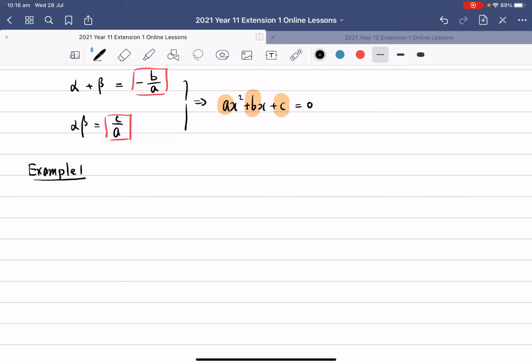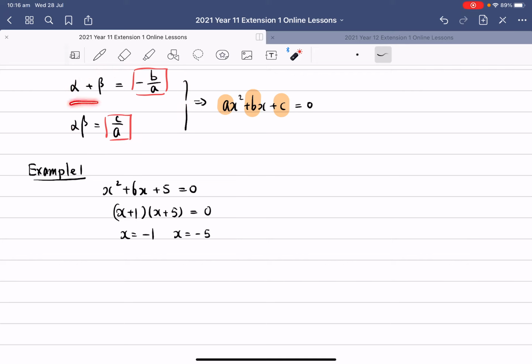For example, if we have a very simple quadratic, x squared plus 6x plus 5 is equal to 0. That's quadratic, right? And if you want to solve this quadratic, we just need to factorize it. That gives us (x plus 1)(x plus 5) is equal to 0. So therefore, the answer we have is x equals negative 1 and x equals negative 5.